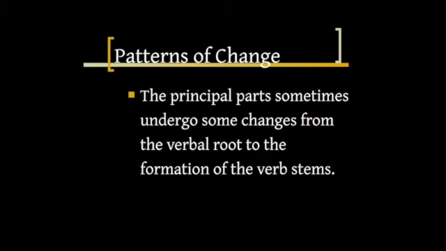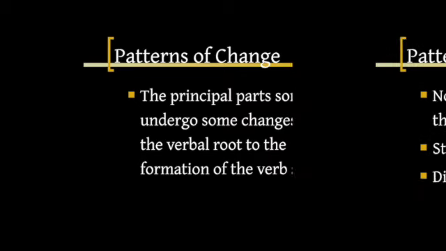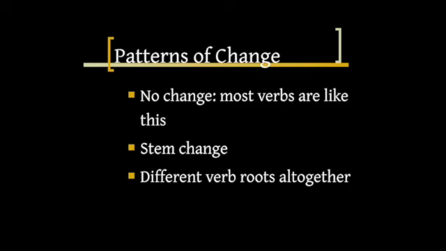And so there are some patterns of changes that we can recognize. The first pattern of change is that there's no change at all. And most verbs are like this. These are our regular verbs. The other pattern of change is where we could have a stem change, like what we saw with ballo. And then the third pattern of change is where we have completely different verb roots, like lego. And so the present tense stem is leg, the future is er, and the aorist stem is ep.